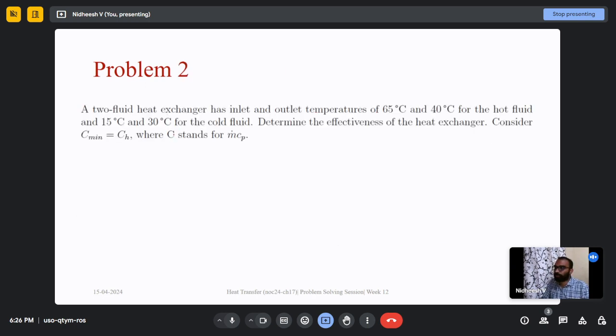Let me read out the problem statement. A two fluid heat exchanger has inlet and outlet temperatures of 65 degrees Celsius and 40 degrees Celsius for the hot fluid, and 15 degrees Celsius and 30 degrees Celsius for the cold fluid. Okay, let's try to draw this. Let this be some inner tube. Say this is hot fluid. Say this is cold.